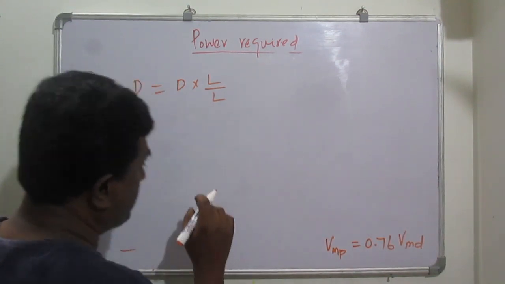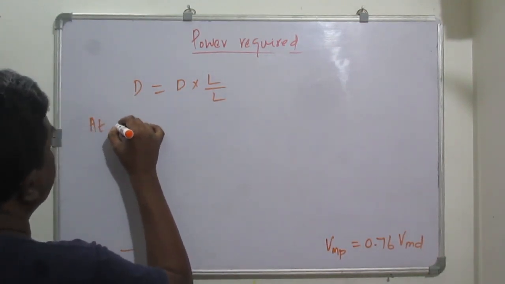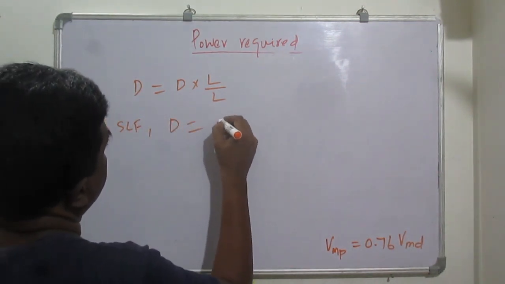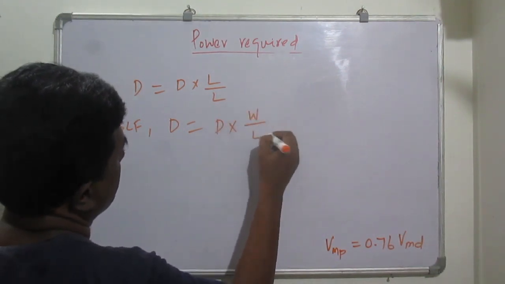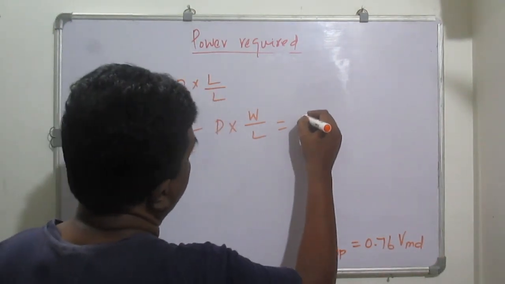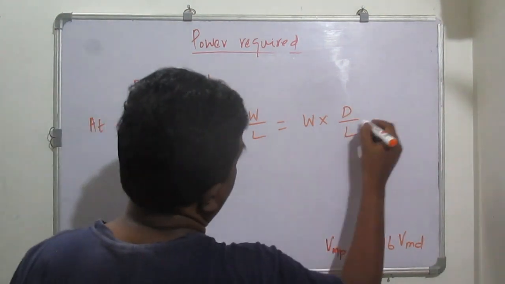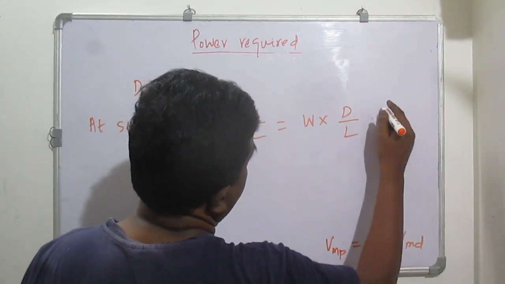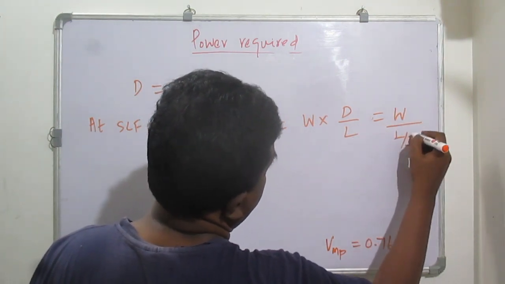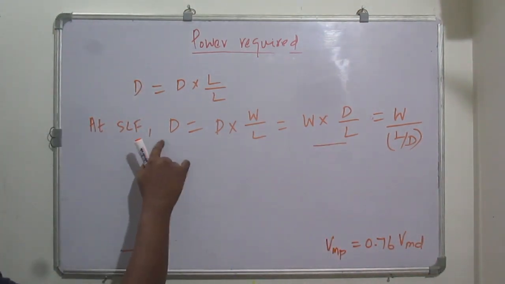So at steady level flight we can say drag equal to W into D by L. This can be further modified, W divided by L by D. So this way also we can say. Let us keep this one, so drag equal to this.